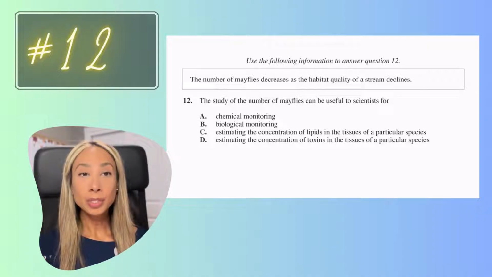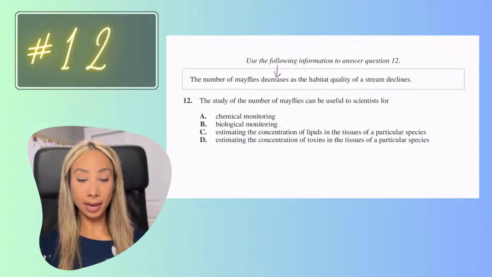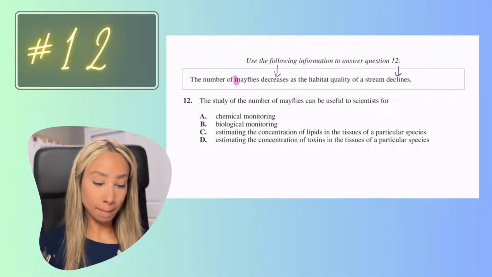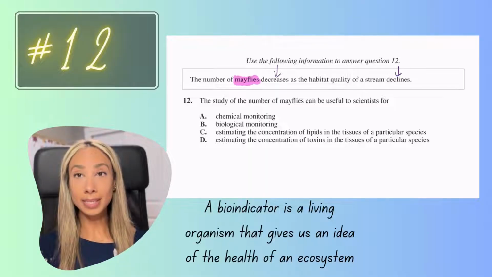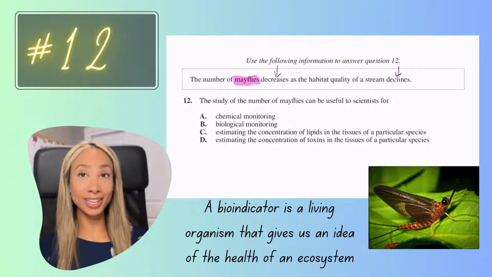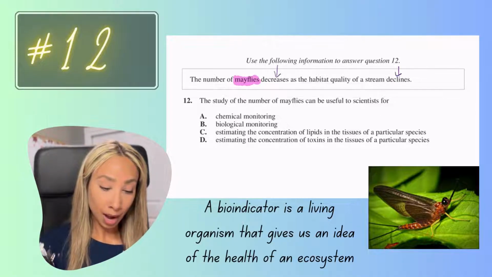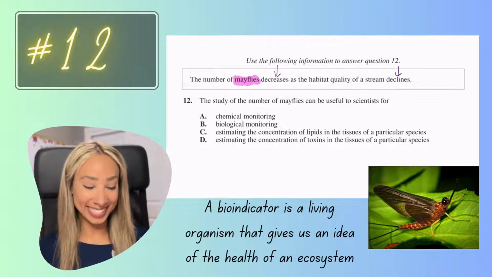Okay, number 12. Number 12 says the number of mayflies decreases as the habitat quality of a stream declines. With this mayfly, we're looking at what's called a bioindicator. What this means is the more of this organism you have, especially a mayfly, the more it means you have a healthy environment, because they're not going to thrive in unhealthy water quality. So for this one, we're actually using bioindicators, which means, keeping that in mind, we need to decide the following.